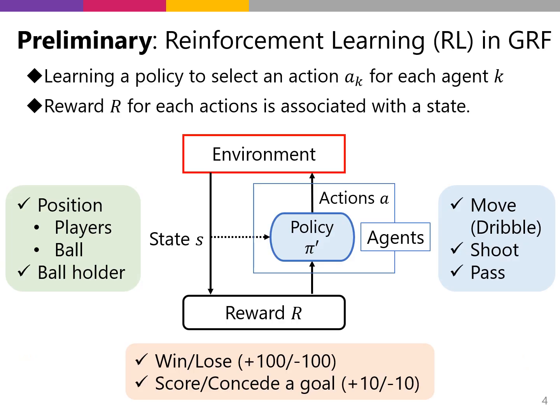Reinforcement learning learns a policy that selects appropriate actions in each state based on rewards, and the reward for each future action is associated with the state. In general, the state is often represented by the positions of the players and the ball, and which team has the ball. The reward is given to the reinforcement learning model when the match is won or a goal is scored. The agent can take actions such as moving, shooting, and passing, including dribbling.